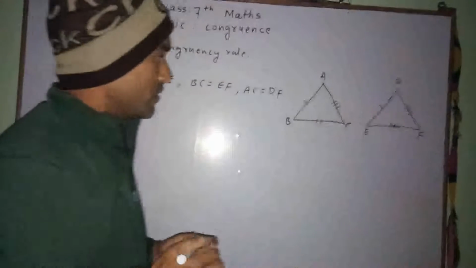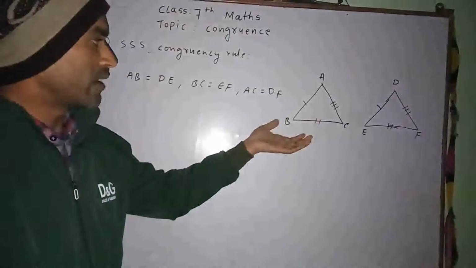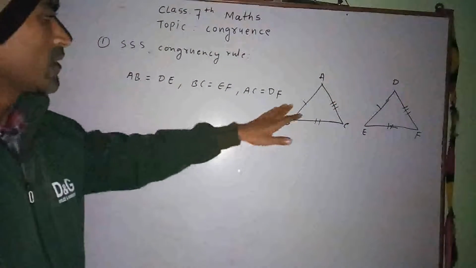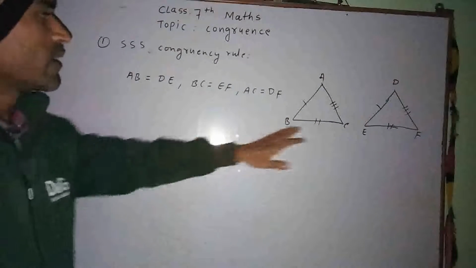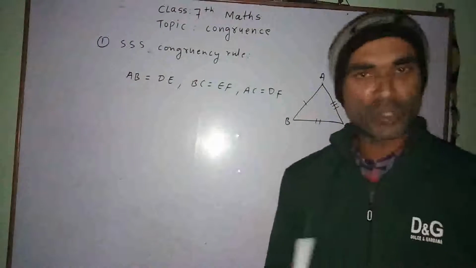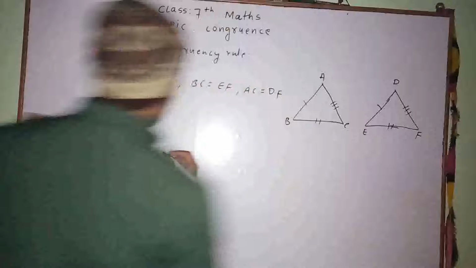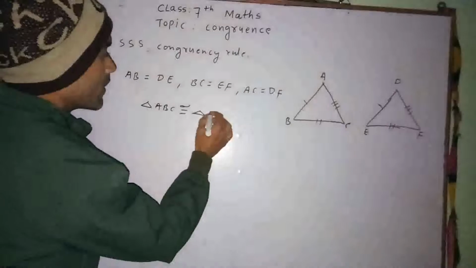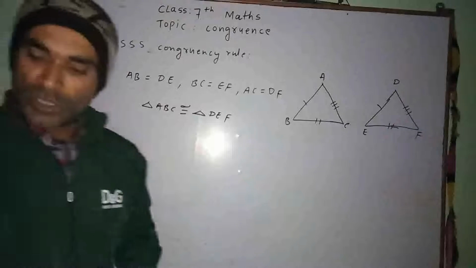So the sides of the first triangle ABC are equal to the corresponding sides of triangle DEF. All three sides are equal to their corresponding sides. So according to the SSS congruency rule, they are congruent. If two triangles have corresponding sides equal, then they must be congruent triangles, and this can be written as triangle ABC is congruent to triangle DEF. This was the first criterion. Let's know about the second criterion.